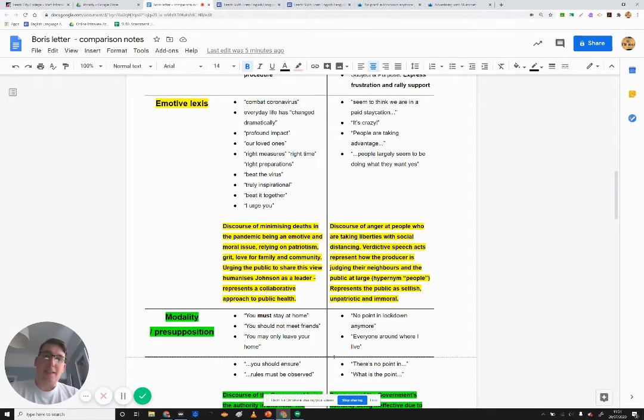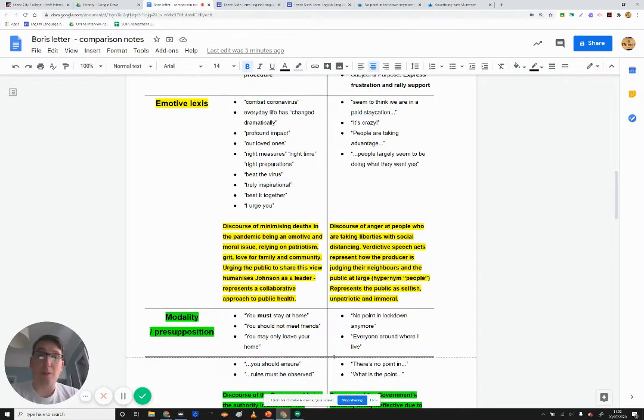One of the examples in the letter: everyday life has changed dramatically. This is interesting because we've got the idea that it's changed. So we've got that past participle, changed. It's saying it's already happened. So Boris is saying that with all of the difficulties of lockdown as a result of coronavirus, life has changed already, so we can't go back. By using this in present perfect tense, it says you cannot go back to normality because life has changed. And also that's post-modified by the adverb dramatically. So it's really emphasizing the seriousness of it.